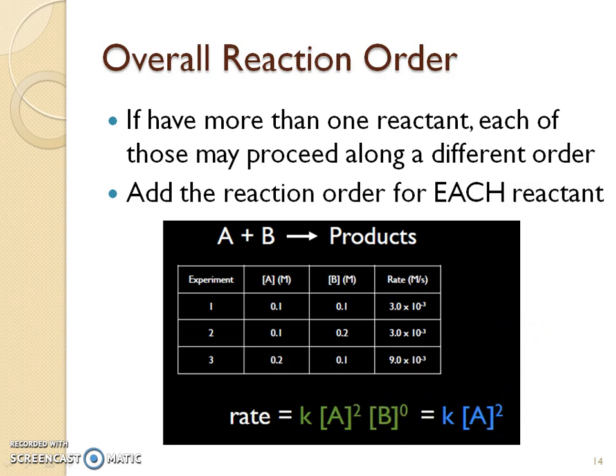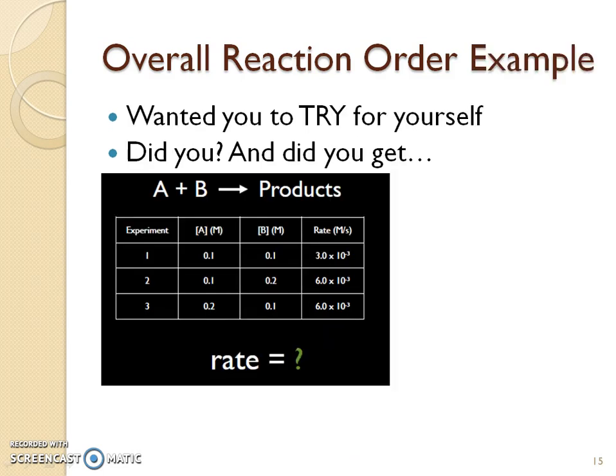So again, the concentration of B really is irrelevant. We don't have to worry about the concentration of B because it doesn't matter. It doesn't matter what we did with the concentration of B. The rate does not change because of B, but it does change for A. So we really need to know the order of each individual reactant and then, of course, the overall order of the whole reaction. So he wanted you to try for yourself.